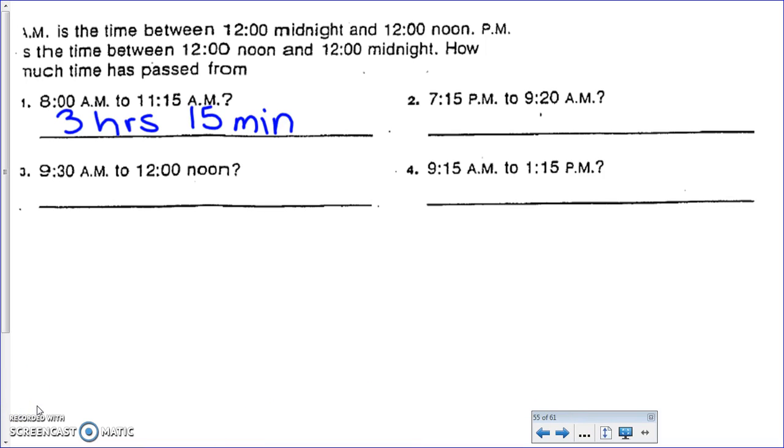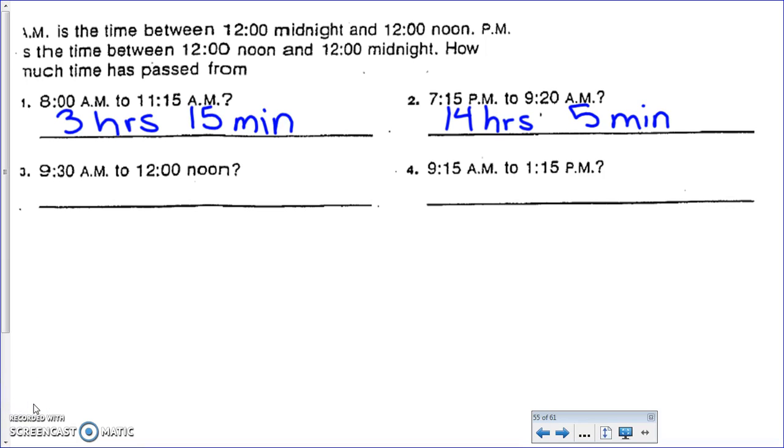For number 2, we're going from 7:15 p.m. to 9:20 a.m. So first of all, we know it's at least 12 hours because from 7:15 p.m. to 7:15 a.m. is 12 hours. We need to go to 9:20, so we add 2 more hours on to get to 9:15, so we have 14 hours now. And then from 9:15 to 9:20 is 5 minutes. Very important to keep track of when you have AM and when you have PM because it can make an enormous difference in your answer.